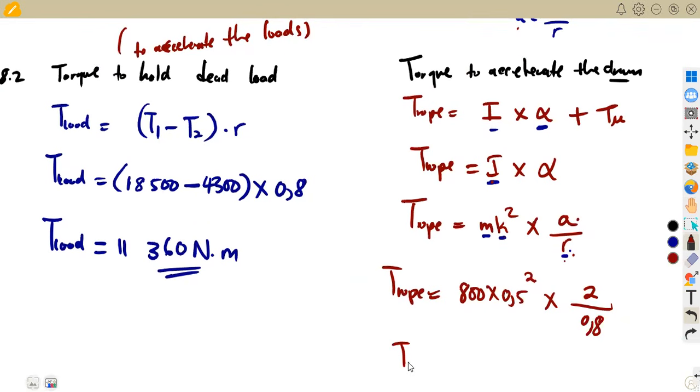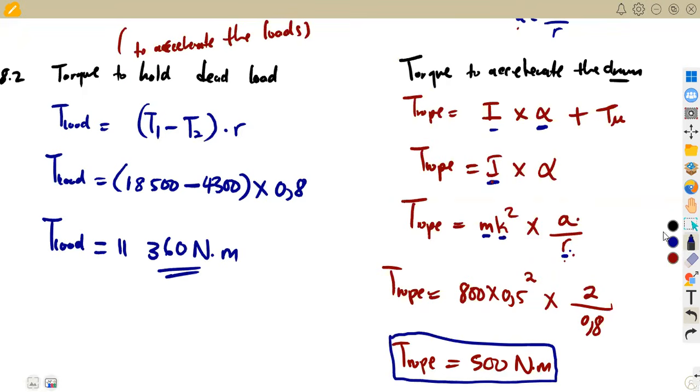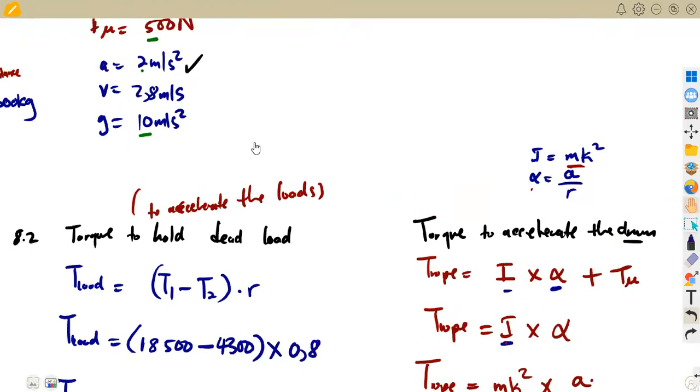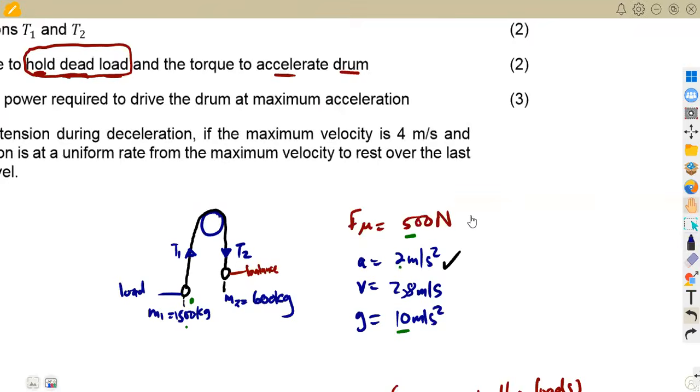So there we go. We obtain the torque that is accelerating the drum, T rho, which is going to be 500 Newton meter in this case. That was the whole concept of the question. On 8.2, we wanted to calculate the torque to hold the dead load, which is to accelerate the load, and the one to accelerate the drum. Let us check the other part of the question.